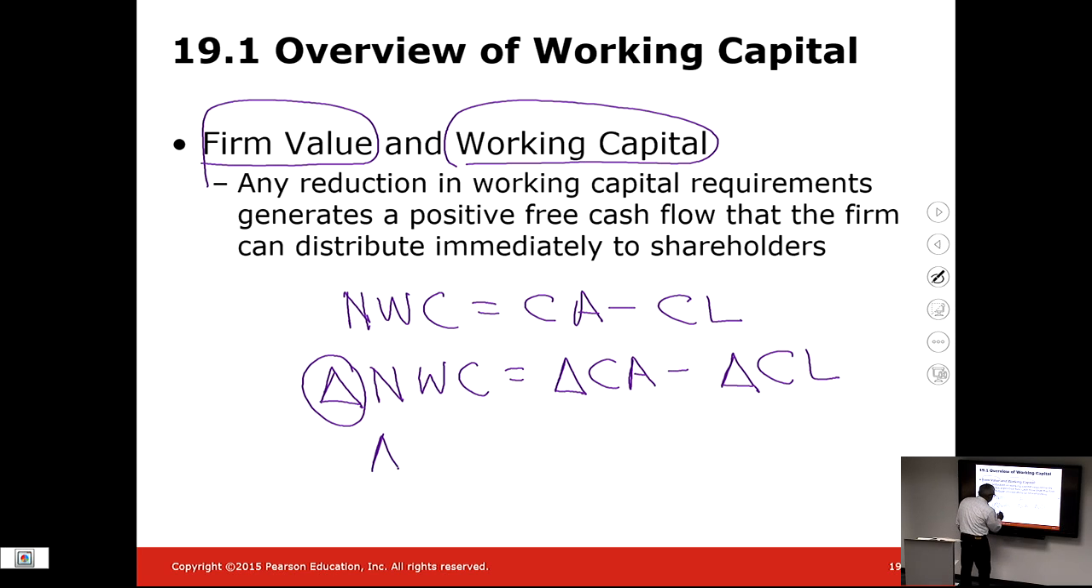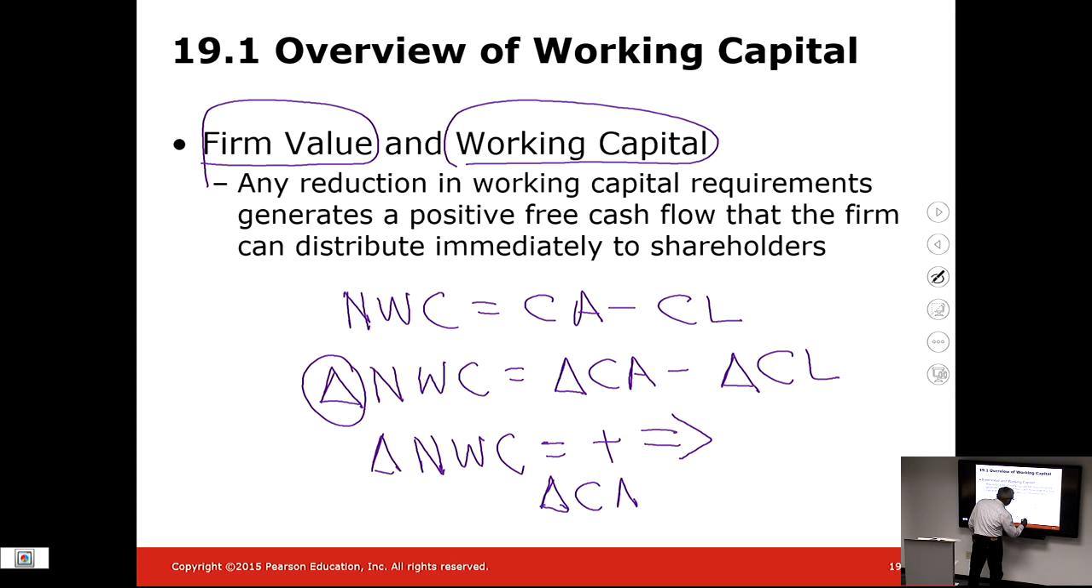So when the change in net working capital is positive, meaning net working capital has increased from one year to the next, so next year's net working capital compared to this year's represents an increase, what does that mean? It means that the change in current assets is greater than the change in current liabilities. That means current assets increased faster than current liabilities.